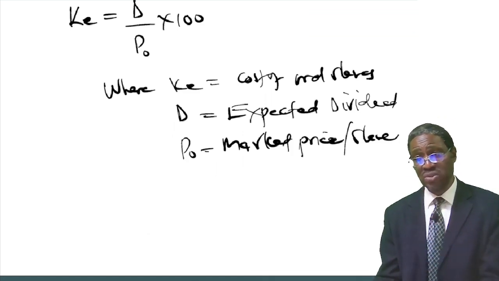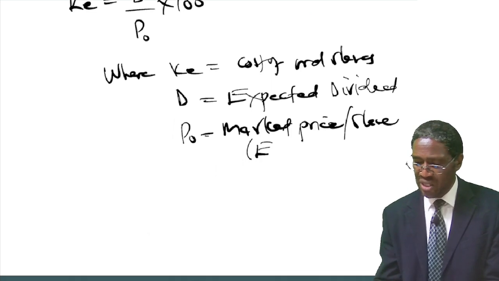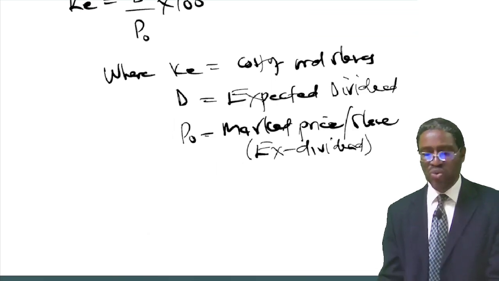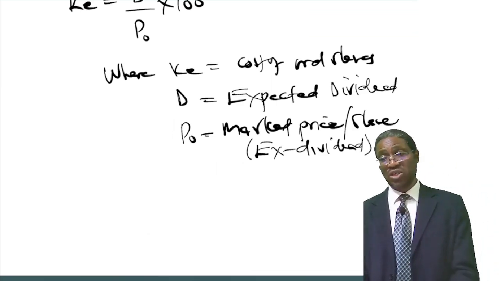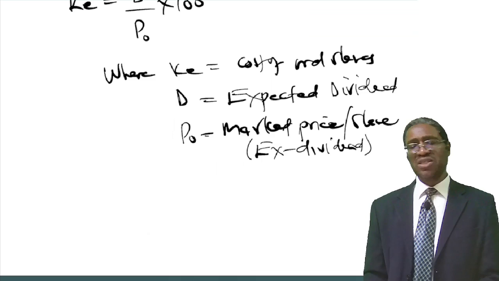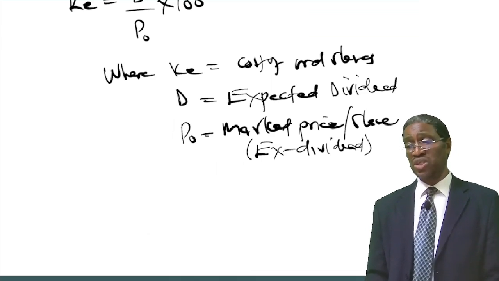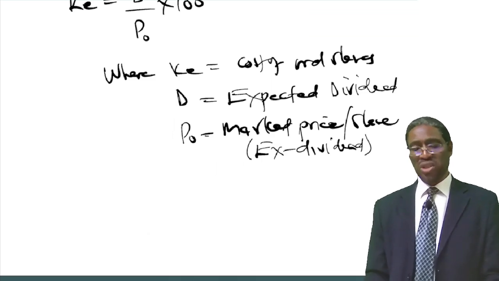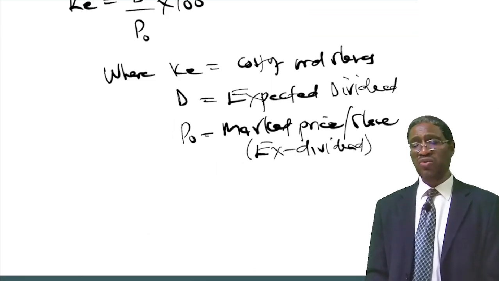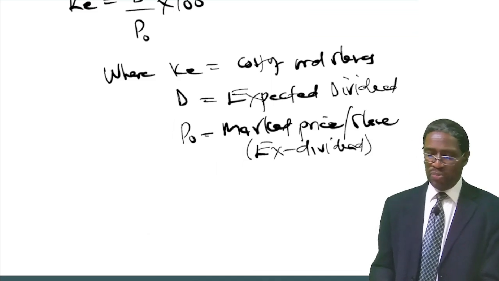And listen to this. Whatever market price you are supposed to use is what we call the market price, which is ex-dividend. The market price which is quoted as ex-dividend, not cum dividend. Good. That's the first way of computing the cost of ordinary shares. So finish. We want to go to the second way of computing the cost of ordinary shares.